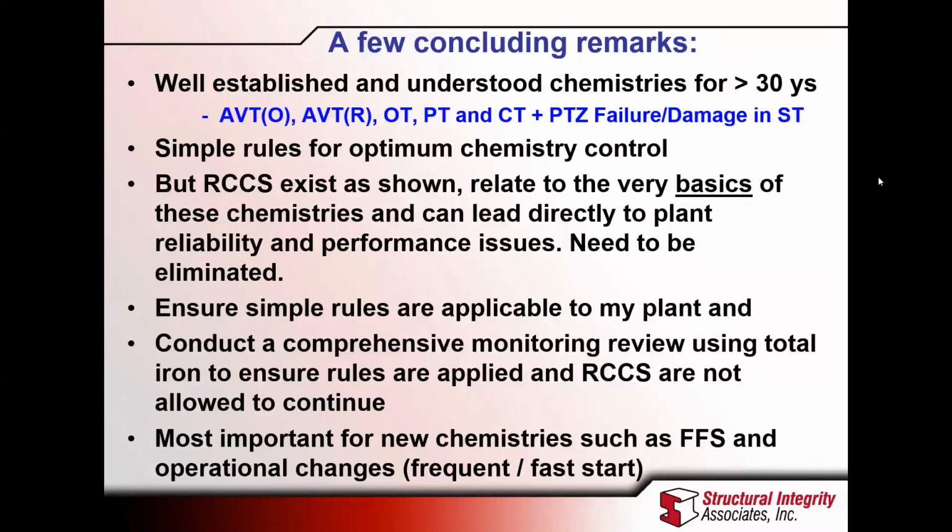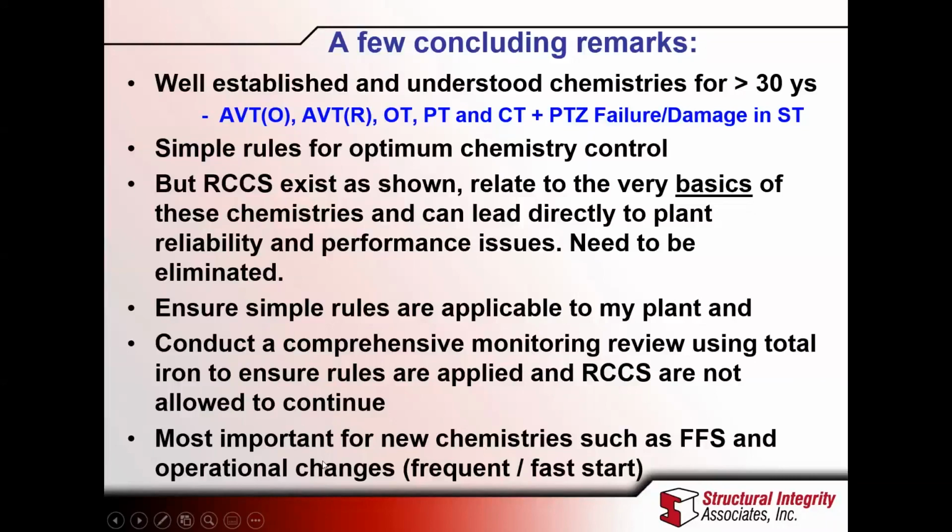If you have recognized any of these in your plant, as we've gone through here, or as you see something in the next two presentations, you should try to have them eliminated, because if you have more than two of them, they'll link together, and the database tells us that will result in failure and damage. So you can turn that around and actually look for these repeat cycle chemistry situations and see how many you have, and see what the importance is of the cycle chemistry within your plant. So ensure that these simple rules are applicable to my plant, and most importantly, as Ken will indicate, conduct a comprehensive monitoring review using total iron to ensure these rules are applied, and that repeat cycle chemistry situations are not allowed to continue. We use the total iron to try to indicate whether the plant has optimum chemistries or not.